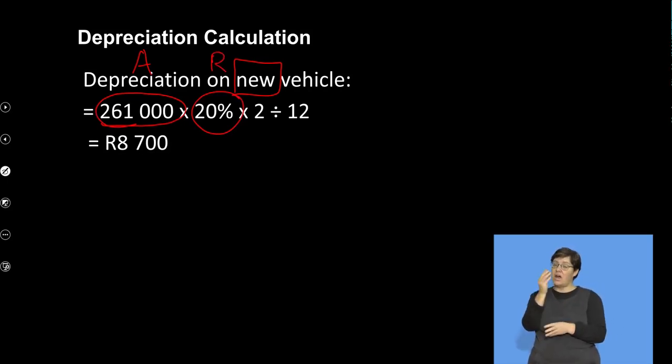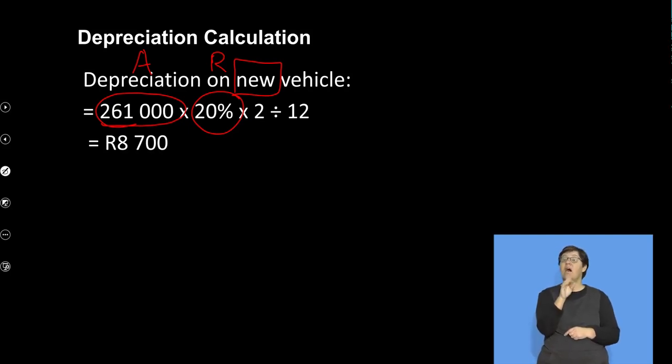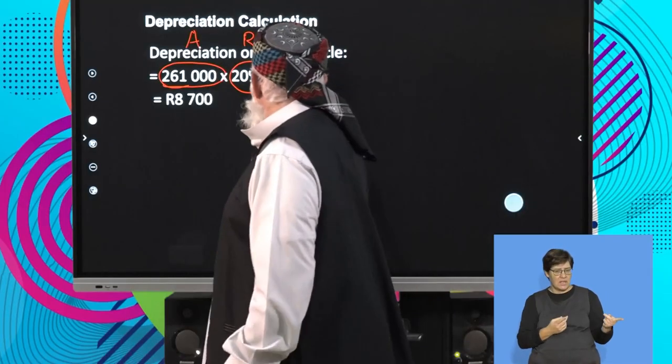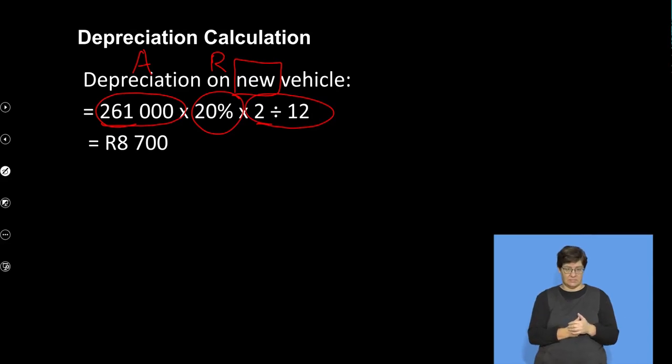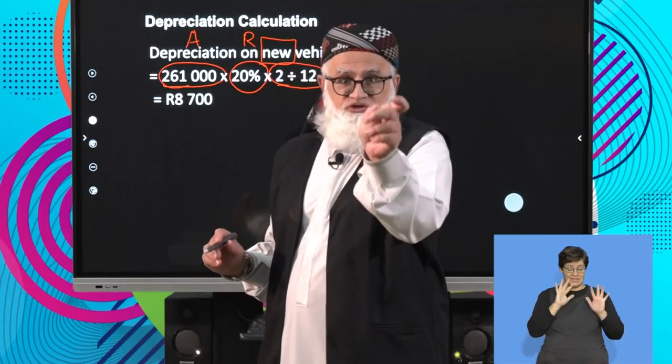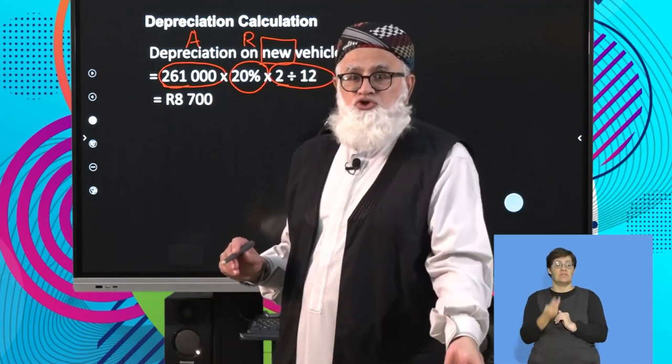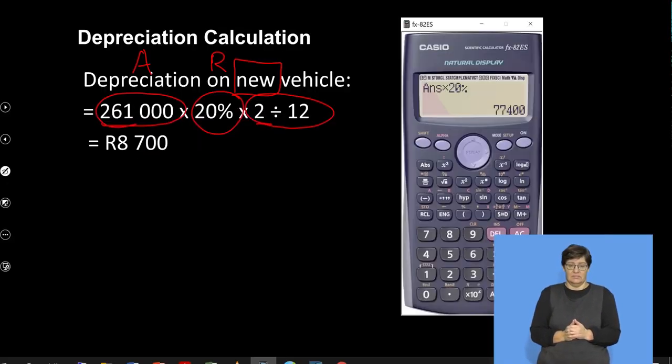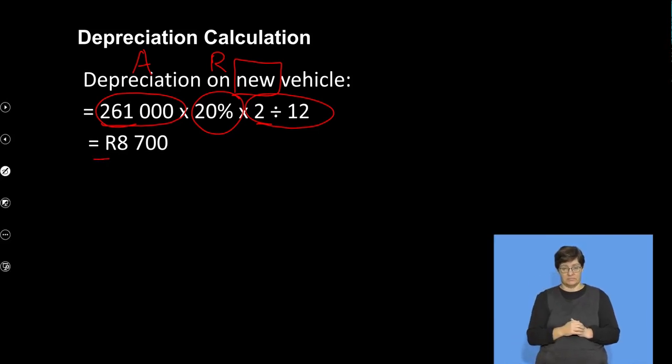And your T. Now, when did we trade in this vehicle? Remember, it was traded in towards the end of the year. So for how many months did we use this vehicle? We only used it for 2 months. You recall the old one was used for 10 months. Clearly, you use this one for 2 months. So let's do this calculation. It will be 261,000 times the 20% times 2 divided by 12. And that will give me a figure of 8,700. So that's my depreciation on my new vehicle.